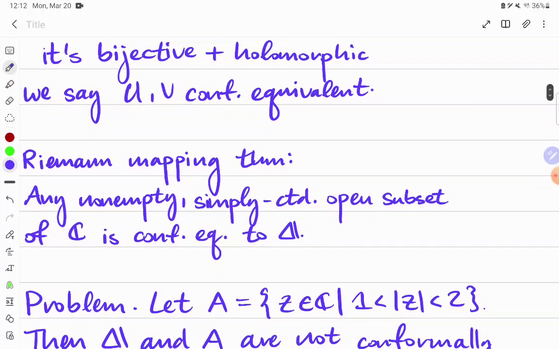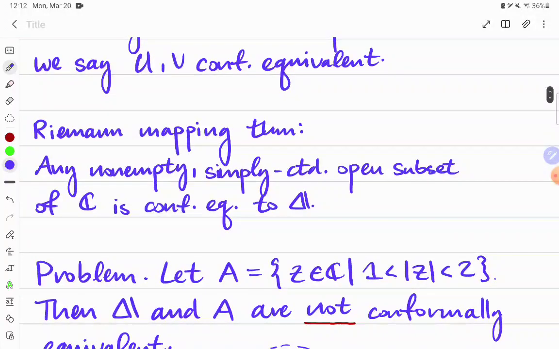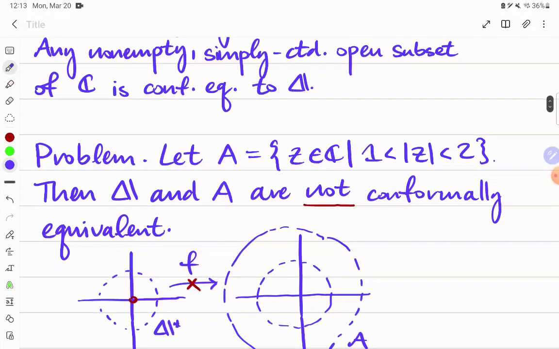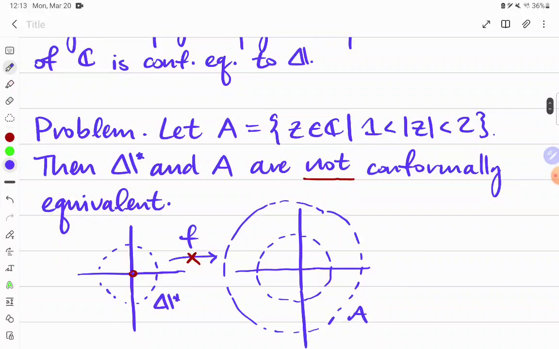Let A denote this region over here, which will be the annulus of inner radius 1 and outer radius 2. This consists of all points that have modulus between 1 and 2, and I have sketched it below on the right-hand side. It turns out that the punctured unit disk and the annulus are not conformally equivalent. So just by introducing this small puncture, we cannot find a conformal map between this punctured unit disk and the annulus pictured below. Well, how can we disprove such a claim?